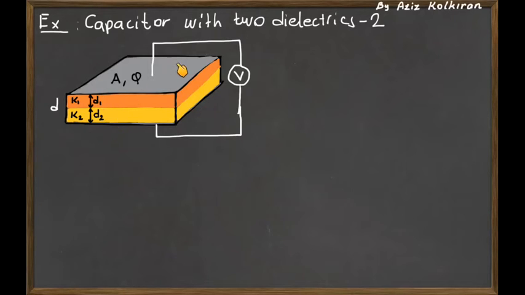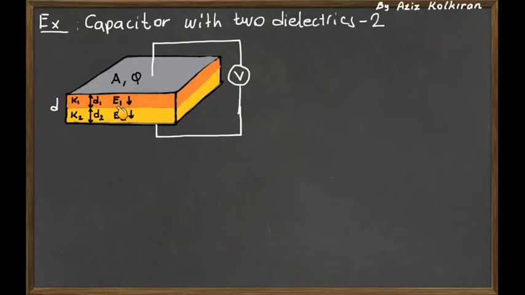D2. And if you apply a potential difference between the plates of this capacitor, for example, the upper plate has a higher potential, then we will have a positive Q on the upper plate. And let's define the area of one of these plates as A. And of course, the electric field inside these different dielectrics will be different.